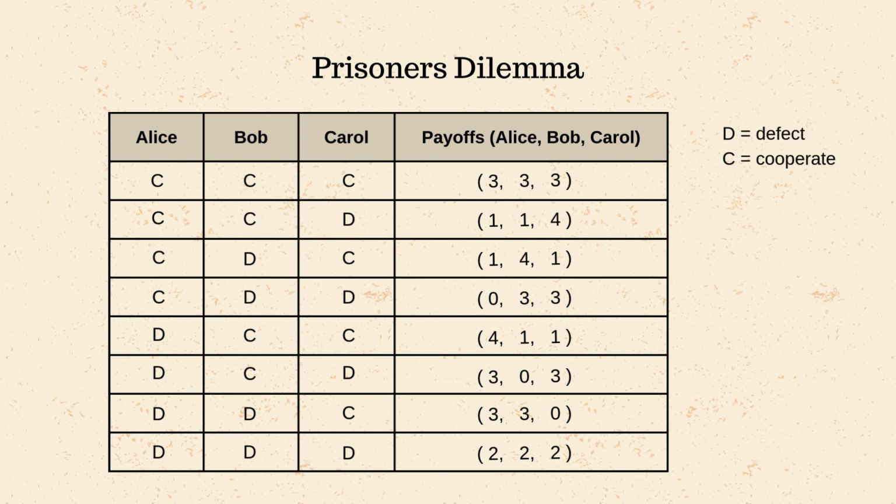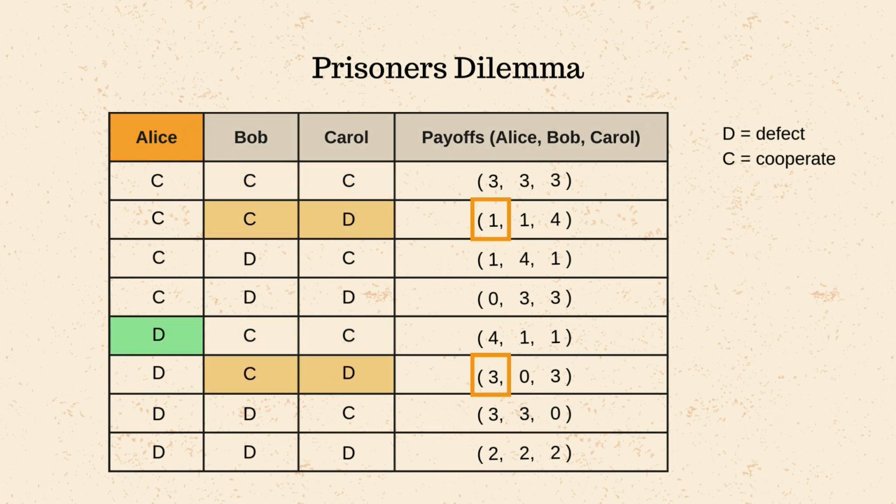Now let's move to the next step. To find the pure Nash equilibria, we need to analyze each combination of strategies. Let's start with Alice's point of view. When she thinks that Bob and Carol will both cooperate, Alice has two options: cooperate or defect. If she chooses to cooperate, she'll get 3 as payoff, while if she chooses to defect, she'll get 4. Therefore, when others cooperate, her best response is to defect.